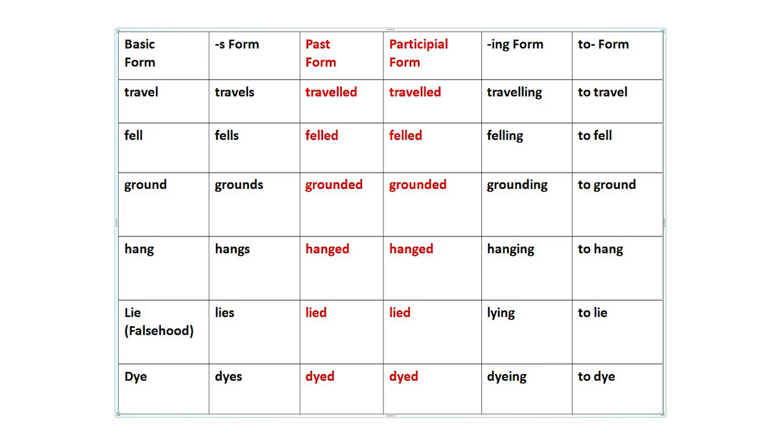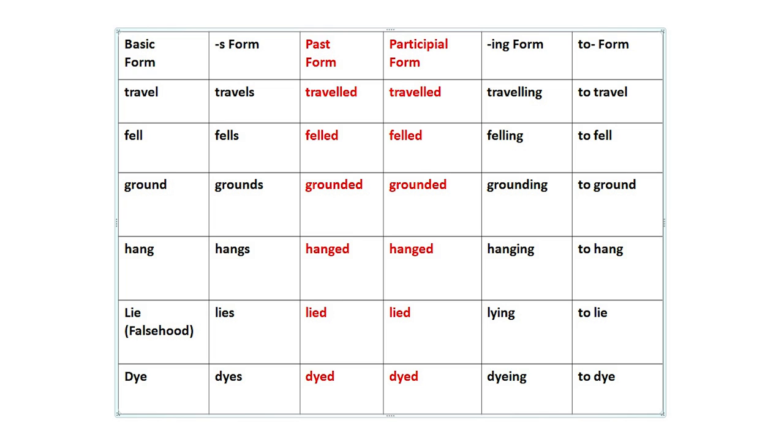The word fell is a basic form. Fell is a simple present tense that means to cut down a tree. The past form and the participial form of fell is simply formed by adding ED to the simple form fell. Ground is another simple form of the verb that means to stop an aircraft from flying. Or if your parents stop you from joining your friends at play, you have been grounded. So the basic form is ground. To form the past and participial form of ground, simply add ED to ground.